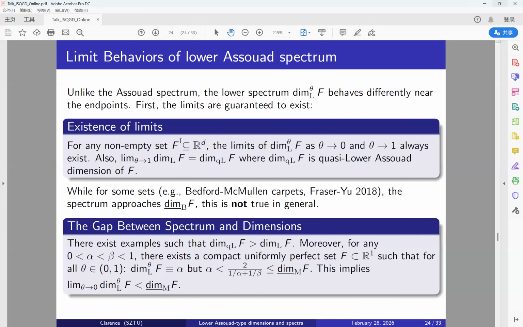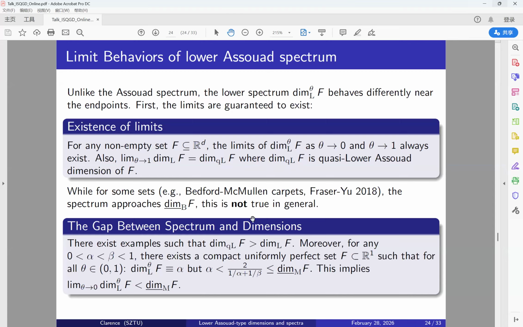Unlike the Assouad spectrum, the lower spectrum behaves differently near the endpoints. First, we have the result on the existence of limits. For any non-empty bounded set F, the limits of the lower spectrum as theta tends to 0 and theta tends to 1 always exist. Also, the limit of the lower spectrum as theta tends to 1 is the quasi-lower dimension, where the quasi-lower dimension can be strictly larger than the lower dimension.